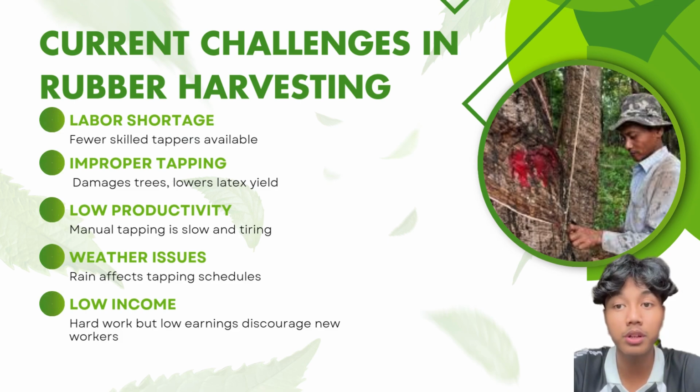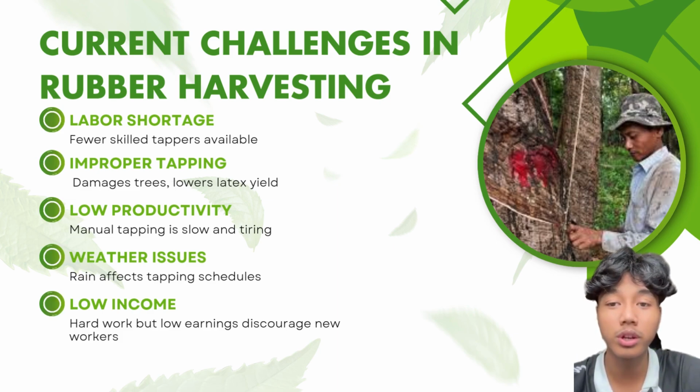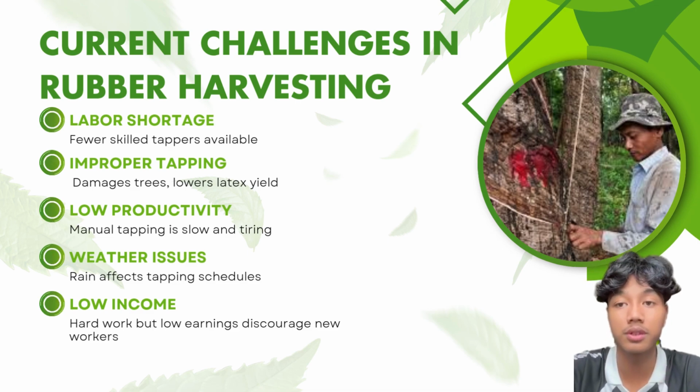Next, improper tapping technique, especially by inexperienced workers, is also a major concern. These mistakes can damage the bark, reduce latex yield, and significantly shorten the tree's productive lifespan. As we know, rubber tapping is physically demanding, often starting in the early hours of the morning, which takes a toll on worker health and reduces overall efficiency.